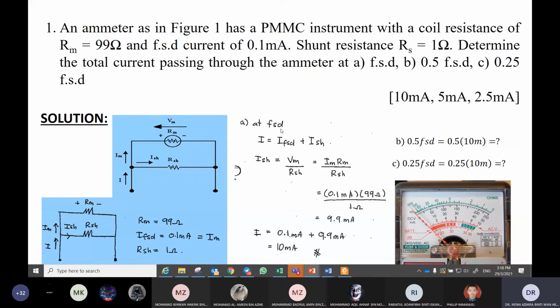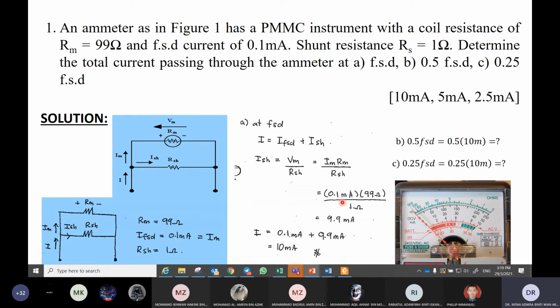So A, at FSD, we need to add 100% of full scale deflection. I is equal to IM plus I shunt. So what is IM? IM is given. What is I shunt? I shunt is not given. I shunt is equal to V shunt divided by R shunt, and V shunt is equal to VM. VM is equal to IM RM.